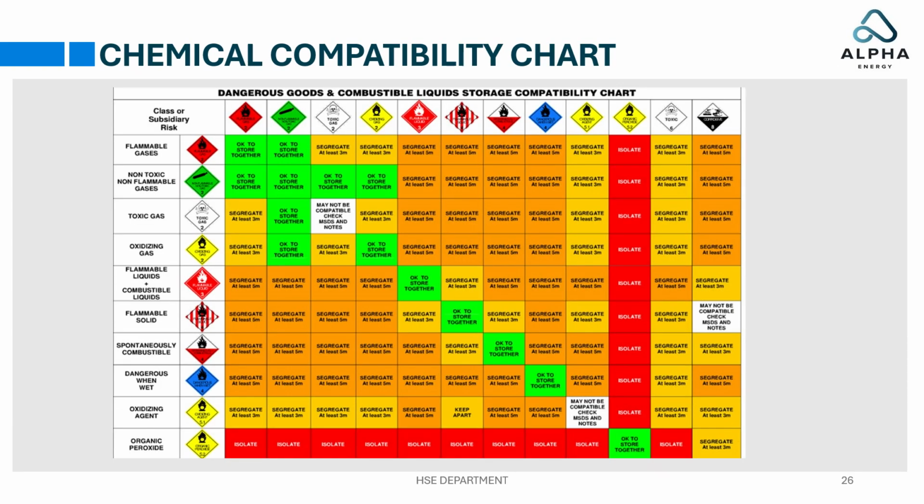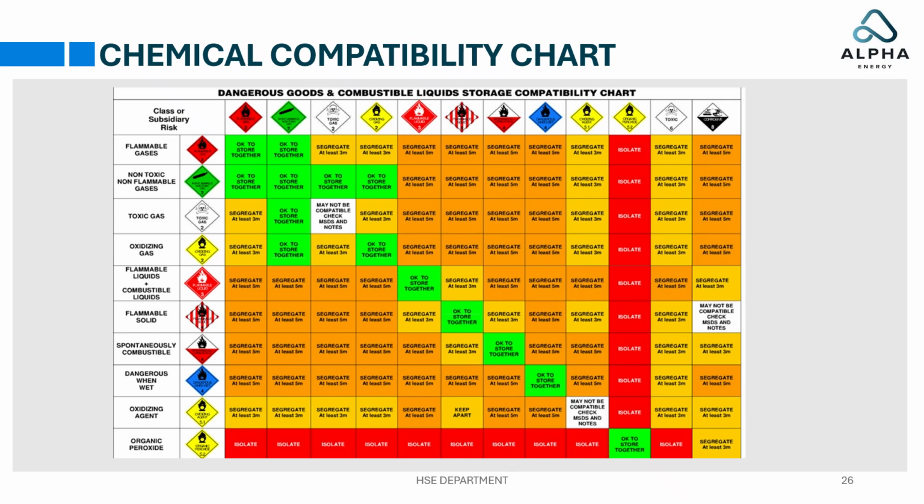The image features a chemical compatibility chart, specifically titled Dangerous Goods and Combustible Liquids Storage Compatibility Chart. It is a matrix used to ensure the safe storage of hazardous chemical classes by indicating whether substances can be stored together, where green indicates it is okay to store, and others need to be kept separate. Orange indicates segregate, must be stored apart with strict isolation. Red indicates isolate, or require further assessment.